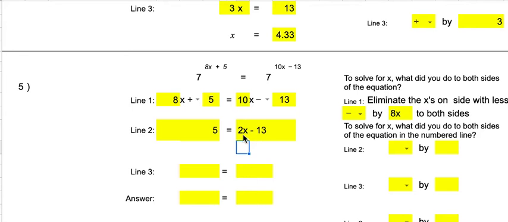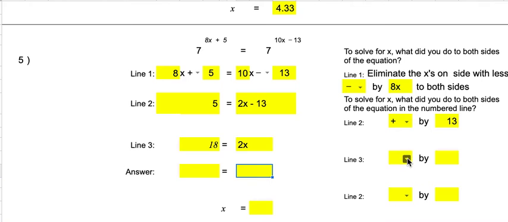I want to get 2x by itself at first. So the opposite of that is to add 13. Okay, that's adding 13. Then over here I need to add 13 to both sides, so 5 plus 13 is 18 on one side. And then I've still got 2x over here. Okay, and now the last thing I'm going to do is to divide by 2.